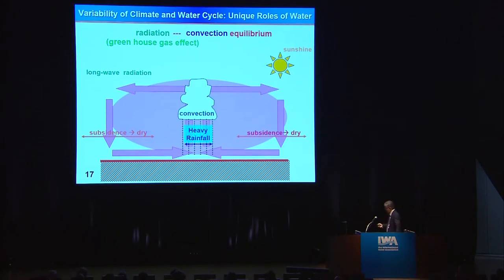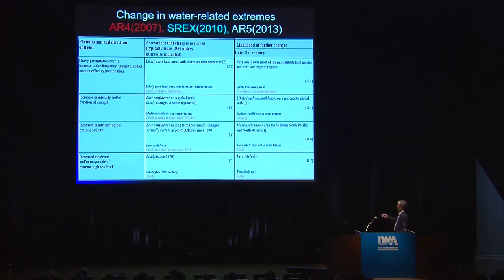Okay. Based on this physics, the report in 2007, Assessment Report 4th, and Assessment Report 5th, in between, the Special Report on Extremes was published. This orange color is from the AR4, this blue color from the SREX, and the black color, the expression from the AR5. So for heavy rainfall, drought, tropical cyclone and high tide, the results are almost the same, consistent among the three reports. So this is also the proof of the scientists' confirmation.